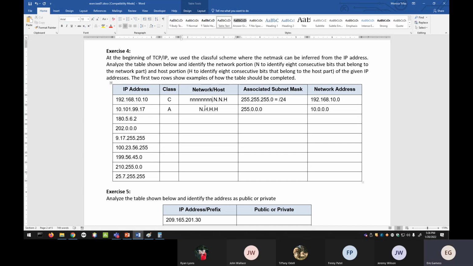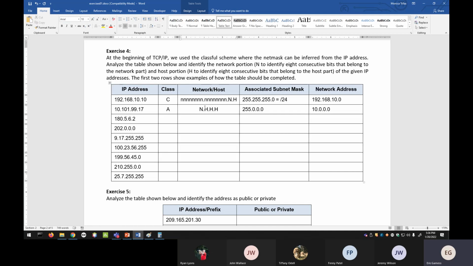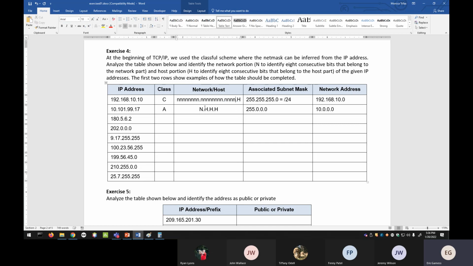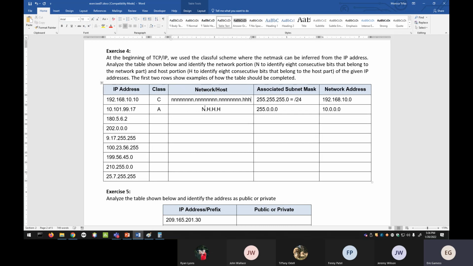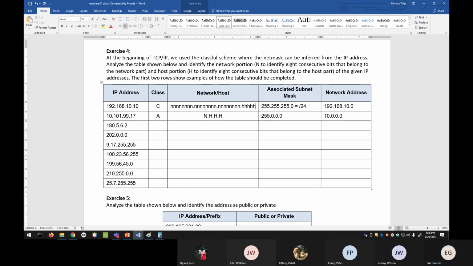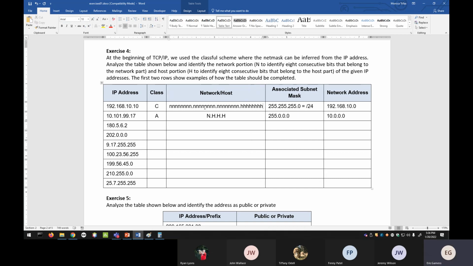But since it's going to be very large, instead of this I could write capital N, saying that these 8 bits belong to the network part. This 8 bits belong to the network part. And these 8 bits belong to the host part.